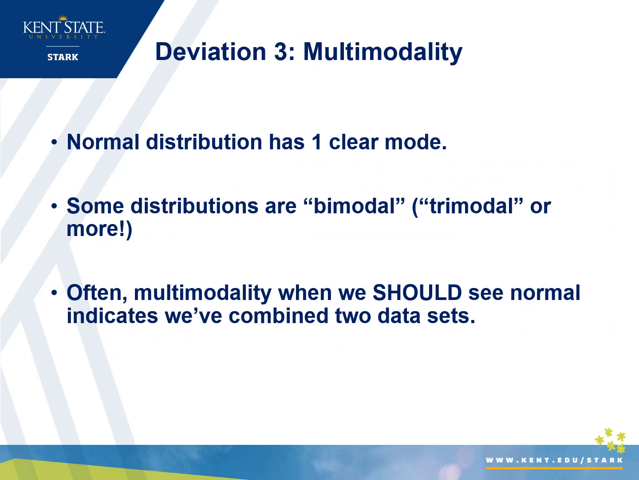The third deviation from normality is multimodality. That is, when the distribution has two or more modes, that is, peaks in the distribution, even if they may not be true modes in the strictest sense. A normal distribution should have one clear peak, one clear mode, but sometimes you'll observe a distribution that has two or three. Often this multimodality, if we expect a normality for the type of data we're looking at, would indicate that we have wrongly combined multiple data sets.